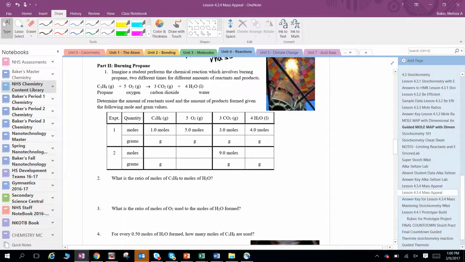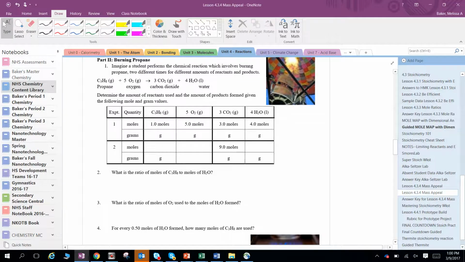Part 3 is similar, it's just a different reaction. So let's go ahead and fill in the molar mass for these. We've got to add these up. 3 carbons and 8 hydrogens is about 44 grams. And 5 moles of O2. Each of these is 32, times 5 is 160 grams.